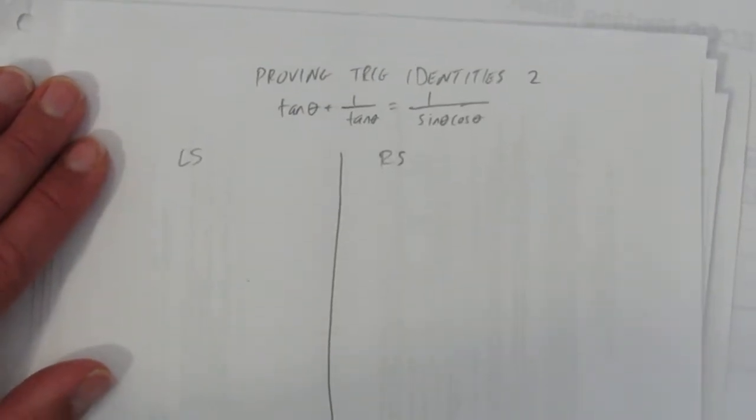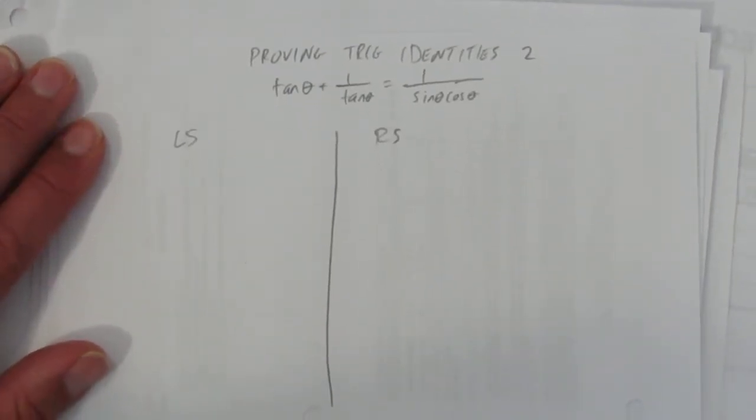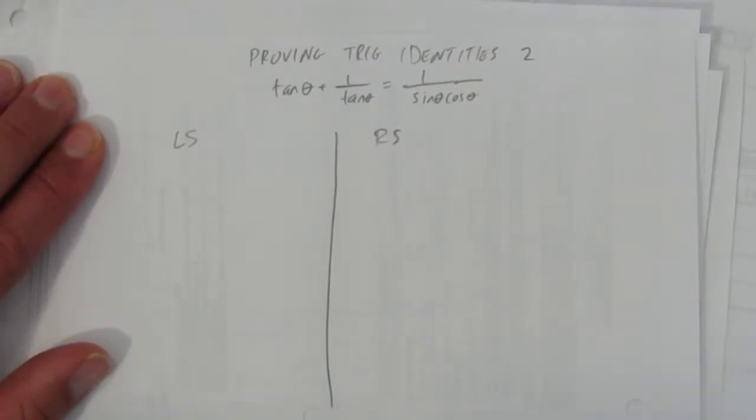This video is proving trig identities 2. We're going to look at how to prove a trigonometric identity. I recommend watching proving trig identities 1 first.